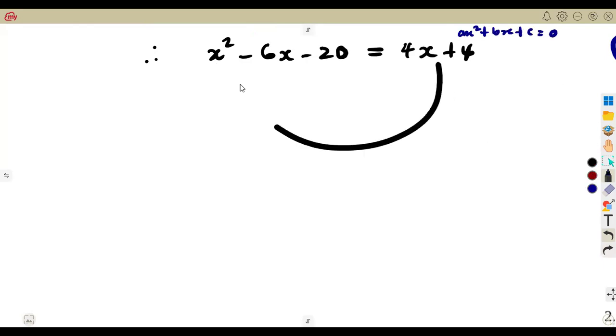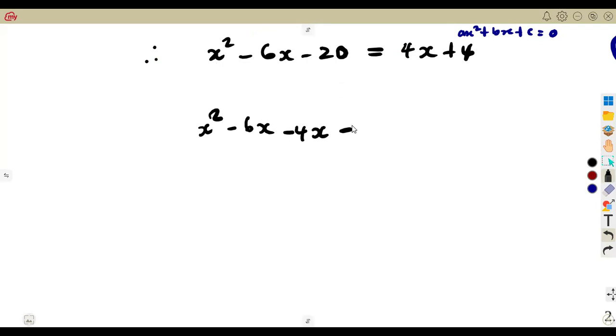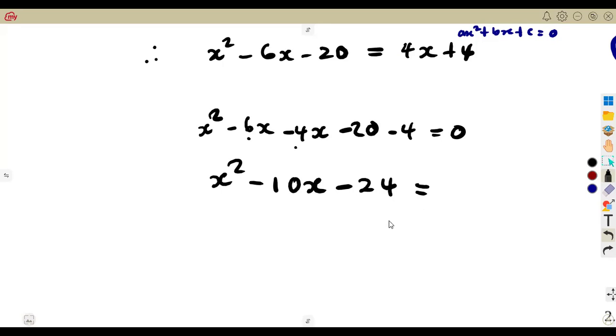So I'm going to take these terms to the other side. So it's going to be x squared minus 6x. Taking the 4x to this side is going to be what? Minus 4x. Minus 20. The 4 to this side is going to be what? Minus 4. That's equal to 0 there. So you're going to have x squared minus 6 minus 4, that's negative 10, x, minus 20 minus 4, that's negative 24, being equal to 0. So definitely we are expecting two solutions.